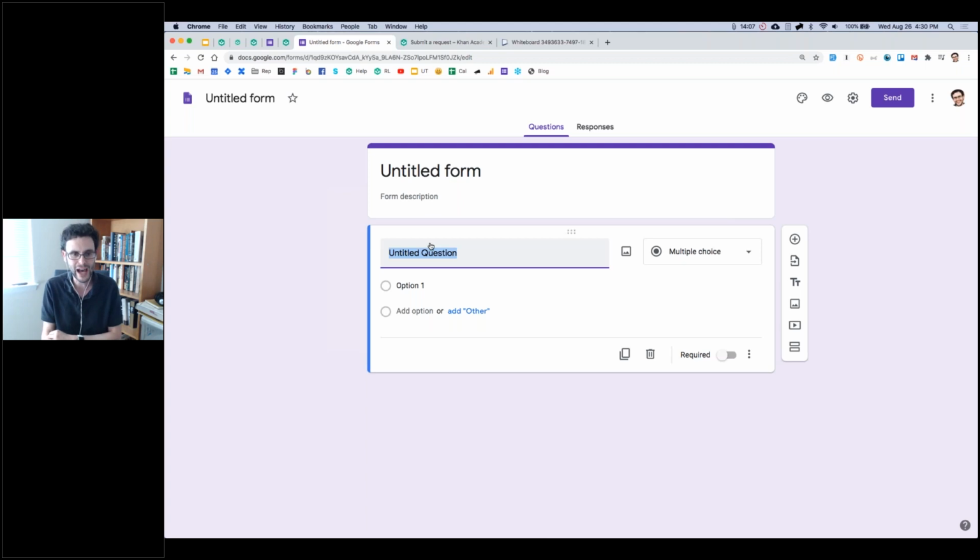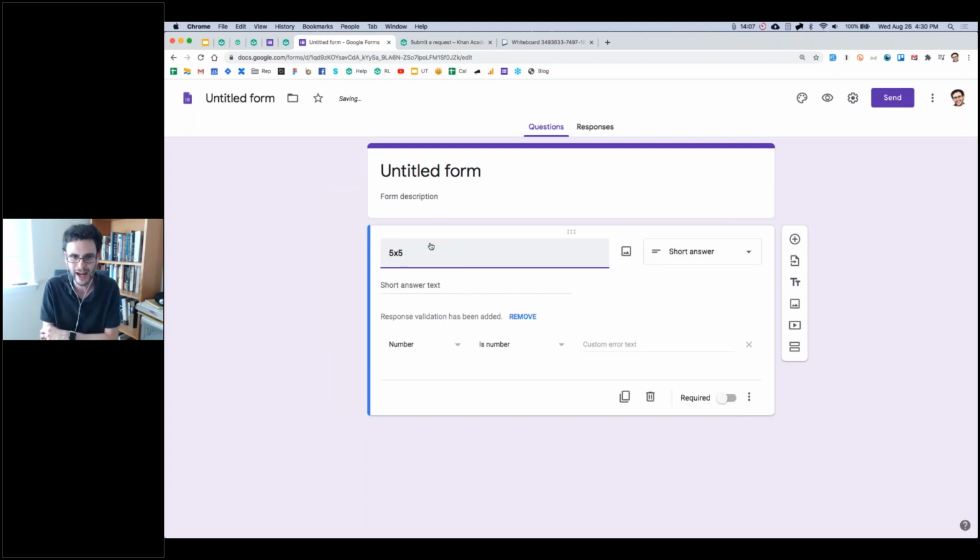You could actually build out a whole question bank right here, 5 times 5, 7 times 9, etc. You could give it to your students, and you could literally put a timer on, hey, you've got to get this done in a certain amount of time.